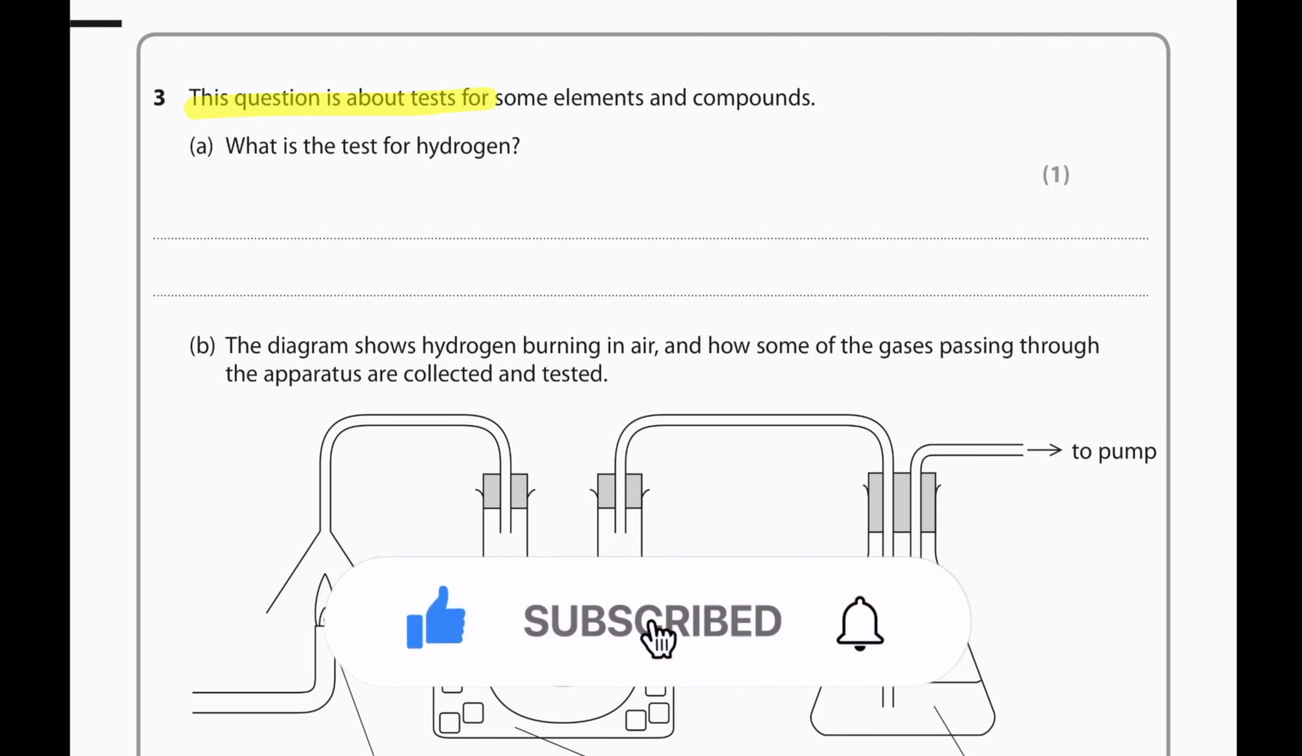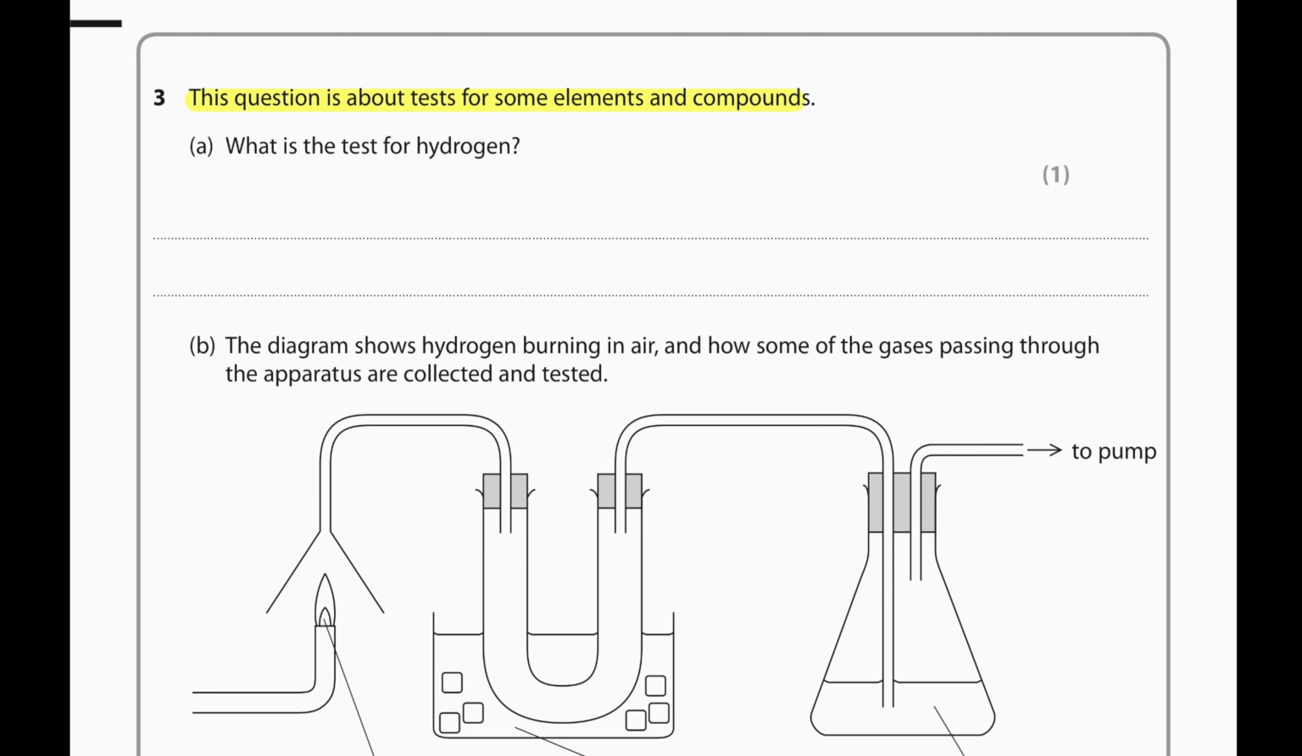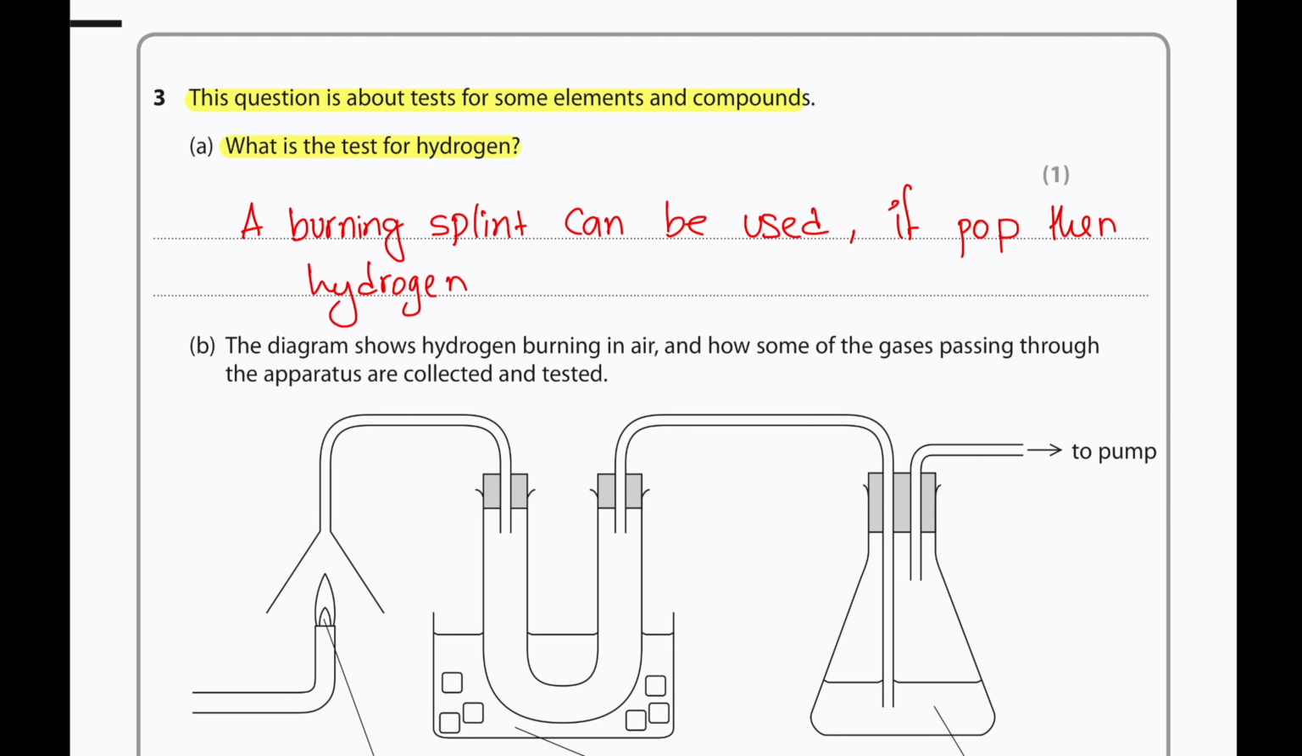This question is about tests for some elements and compounds. What is the test for hydrogen? To test for hydrogen, we need a lighted splint. The lit splint will burn with a pop sound, or a squeaky pop will be heard.